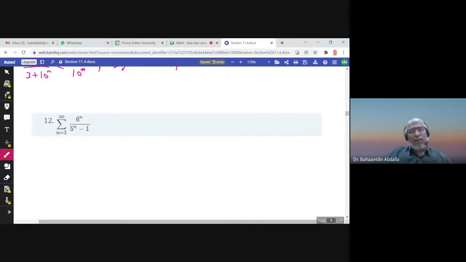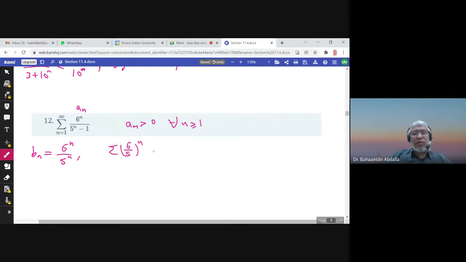All right. Here, if you put n = 1, this is positive, so a_n is greater than 0 for all n greater than or equal to 1. This is showing that all the terms are positive, because if the terms are not positive, you cannot use the direct comparison test. Well, this is a_n. What is b_n? 6 to the power n over 5 to the power n. And the summation of (6/5) to the power n is a divergent geometric series because r is 6 over 5, greater than 1.